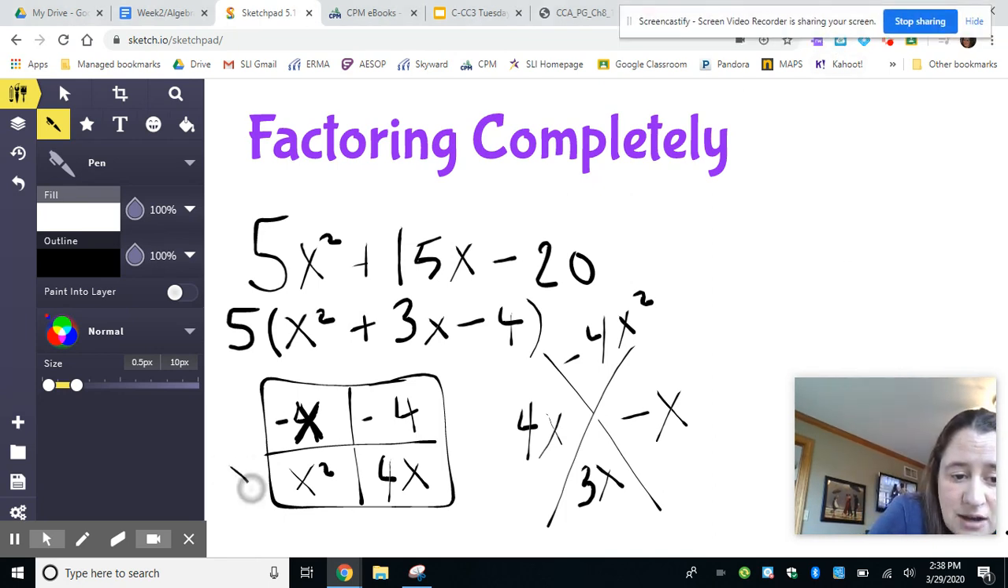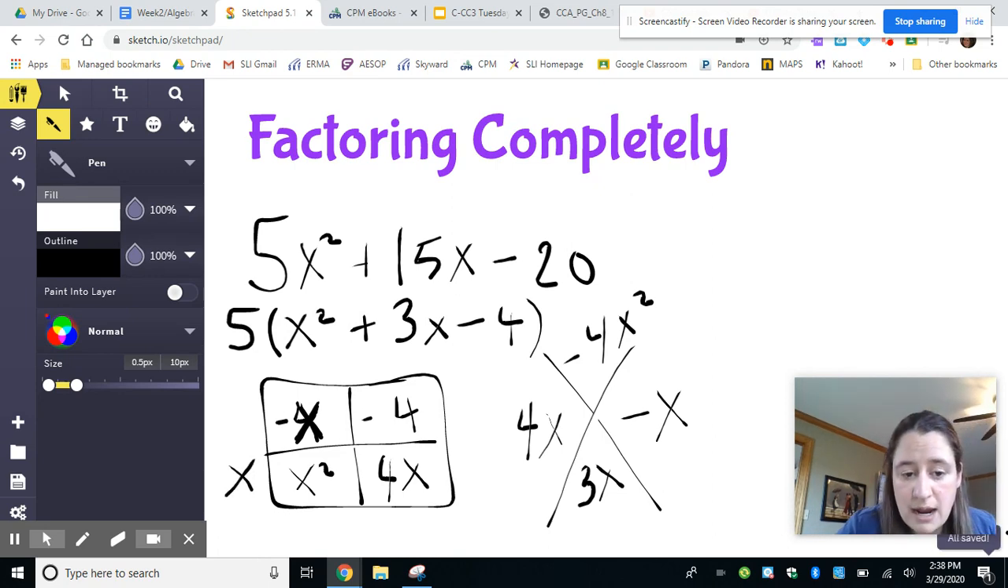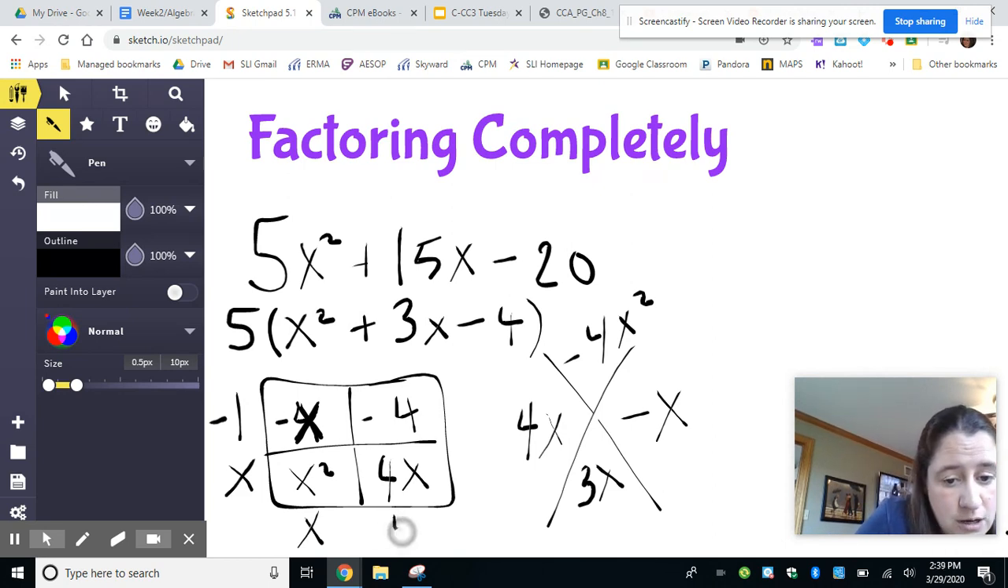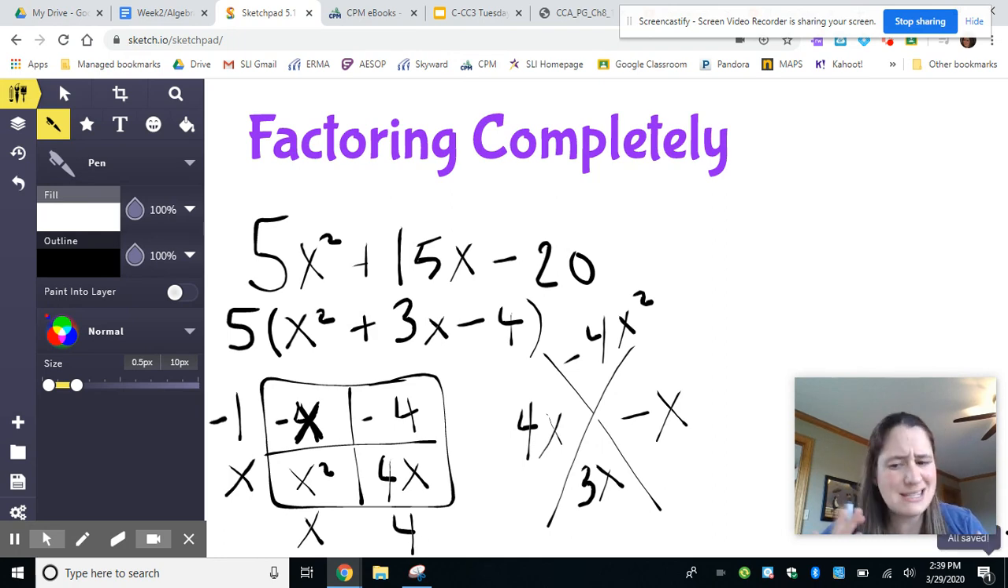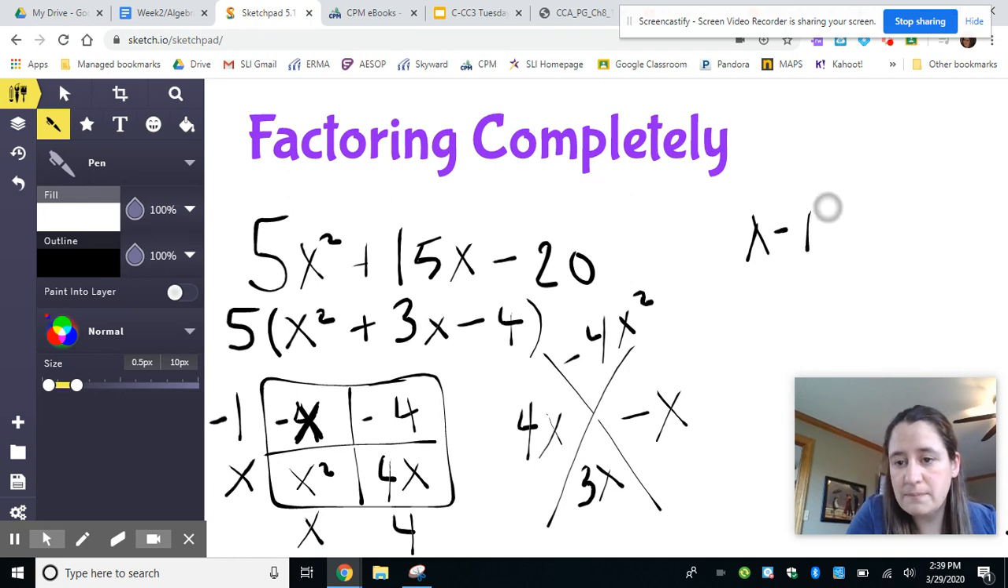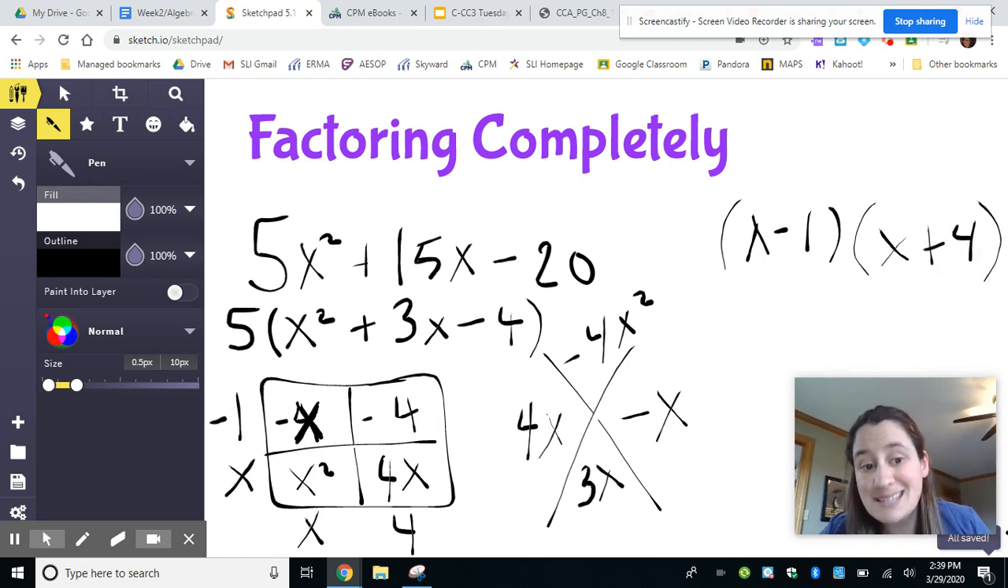I'm going to pull an x out here because x squared and 4x have a greatest common factor of x. x times x is x squared. x times negative 1 is negative x, and x times 4 is 4x. Now, I did that really quickly because this part should be review. The new stuff is, what do we do with our greatest common factor? Well, we still write this binomial as x minus 1 times x plus 4, but that's not our final answer.